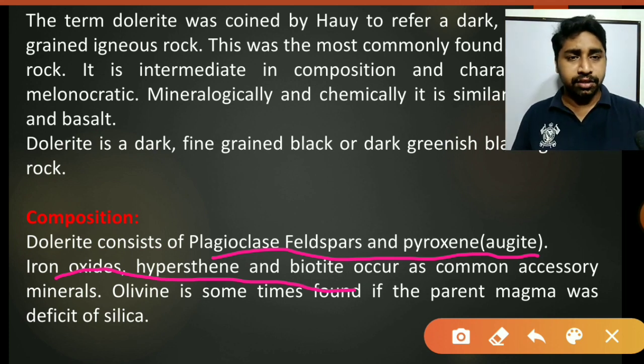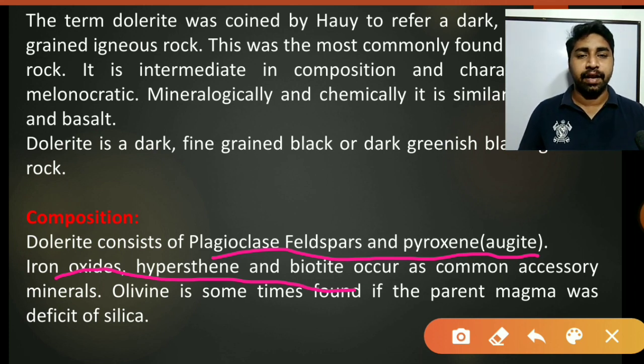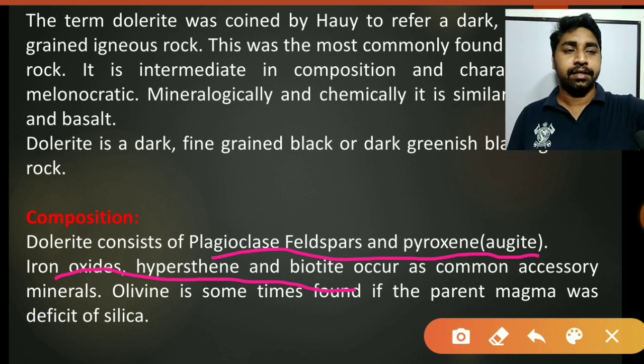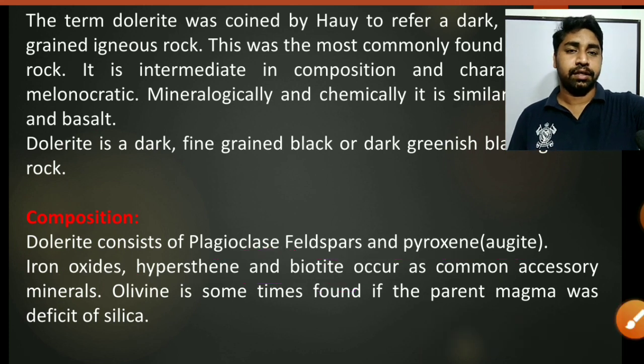Olivine is sometimes found in the parent magma, which was deficient in silica. Olivine is also found sometimes along with dolerite, since it is found in the magma.